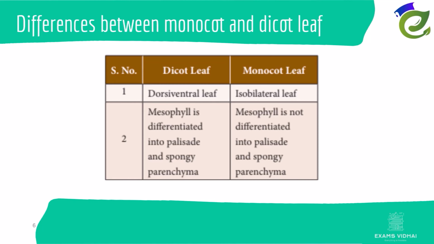And then the mesophyll is differentiated into palisade and spongy parenchyma in the case of dicot leaf, whereas the mesophyll is not differentiated into different parenchymas in the case of monocot leaves. And then further, bulliform cells are present in monocot leaves, whereas bulliform cells are absent in a dicot leaf. So these are the basic differences between a monocot leaf and the dicot leaf.